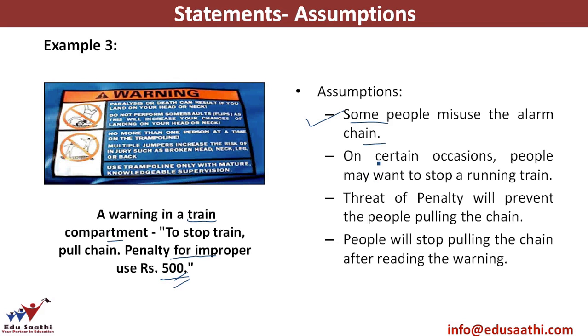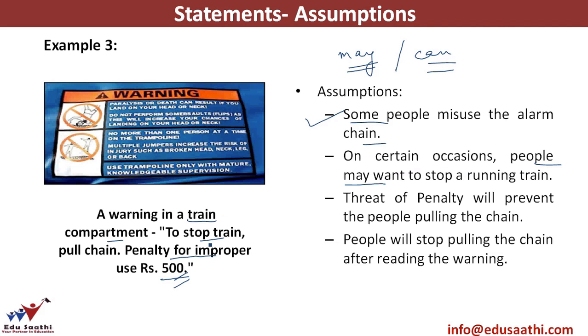Second, on certain occasions, people may want to stop a train. Okay, people may. You should understand the difference between may and can. May is a probability scenario that it may or may not happen. We are not sure. Can is a sure shot scenario that something will be done. Okay, so here people may want to stop a train.